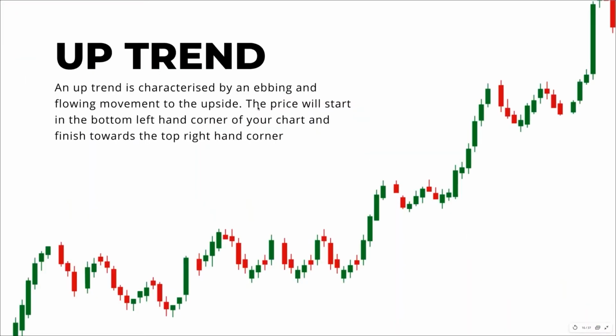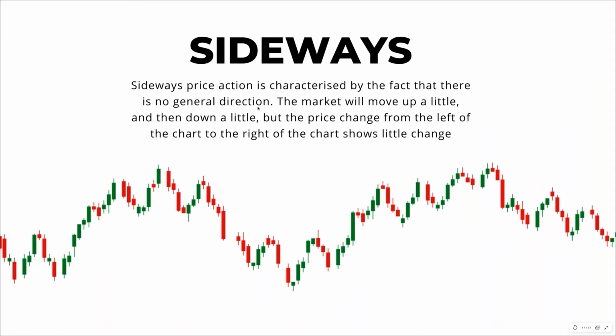An uptrend is the opposite. So we have an ebbing and flowing movement to the upside. The price will start in the bottom left-hand corner, and it will finish in the top right-hand corner of the chart, okay? Yes, there will be moves to the downside, but the general direction of the market will be up. Finally, sideways price action is characterized by the fact that really there's no general direction. The market moves up a little bit, it moves down a little bit, but the price change from the left to the right of the chart shows very, very little change. It hasn't really done very much at all.